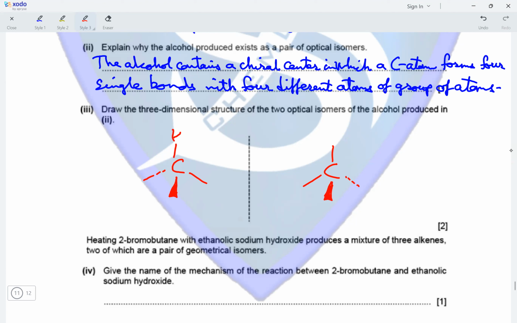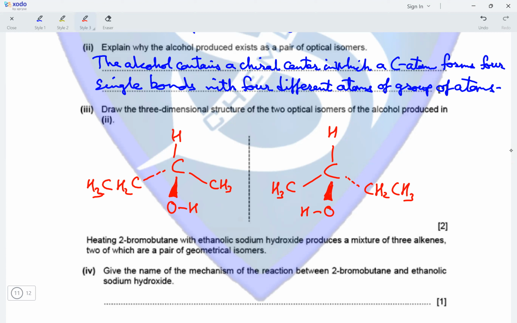So if we have hydrogen present on one side of the isomers and OH present on the other side, the remaining two positions would be occupied by the R groups. So one of the positions would be occupied by a CH3 group and the other position would be occupied by a CH2 and CH3 group, resulting in the formation of the two optical isomers of butan-2-ol.